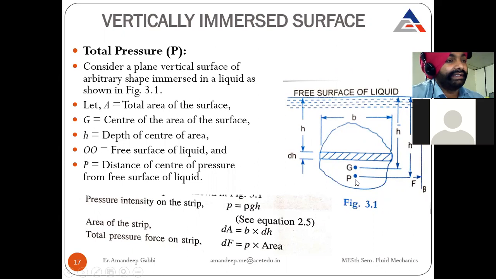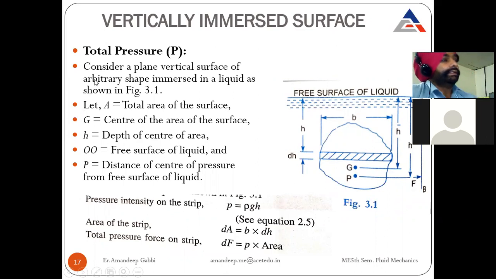G is the center of gravity or centroid, and P is the center of pressure. H bar is the distance of the center of gravity or centroid from the free surface, and H star is the distance of the center of pressure from the free surface. The thickness or width of this particular element that we have assumed is B, and H is the distance of this strip that we have assumed from the free surface.